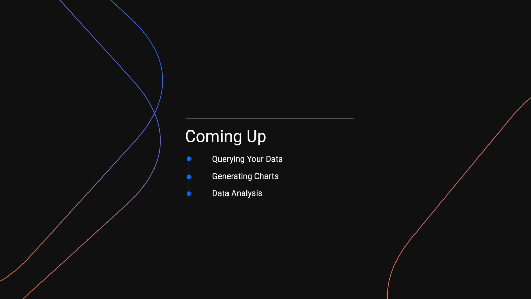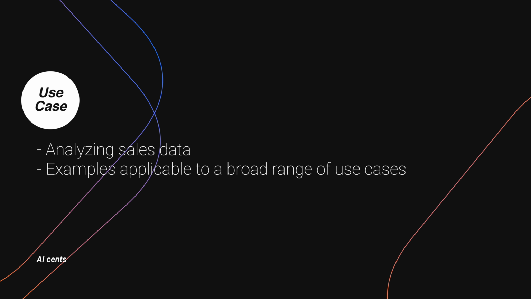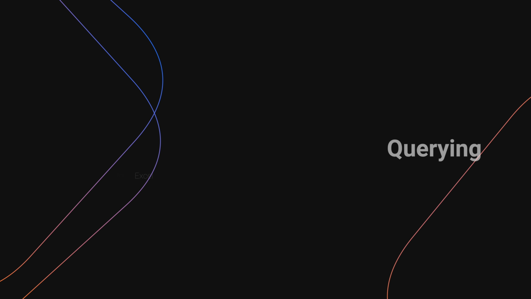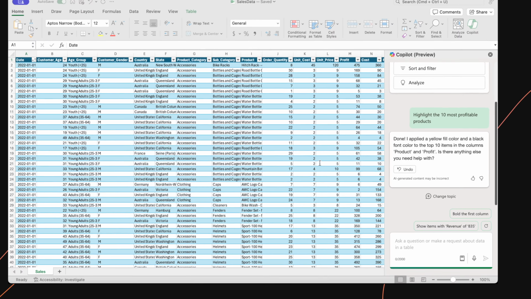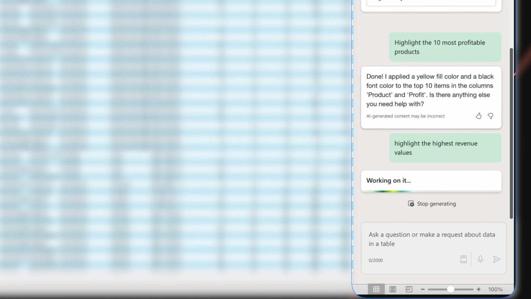Now, for the next 3 sections, I'm going to demonstrate several Copilot features by going through the typical activities someone would carry out when working in a spreadsheet to analyze their data. Since I'm using sales data, we can imagine these would be the sort of questions a sales manager would have. Let's start with querying our data to get a general and better understanding of it. We'll ask Copilot to highlight the highest revenue values to easily see which products are bringing in the big bucks.